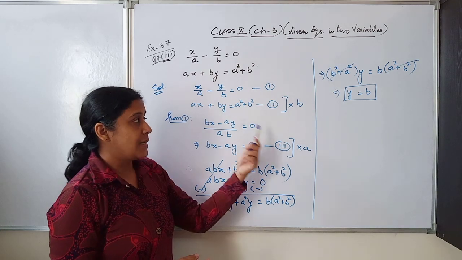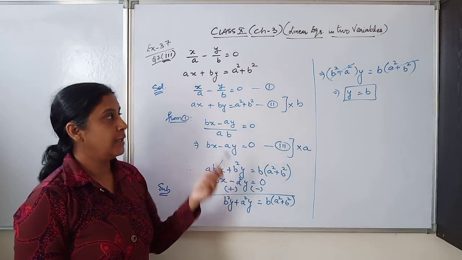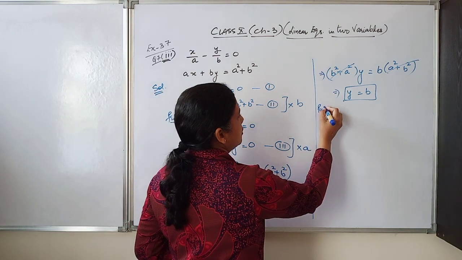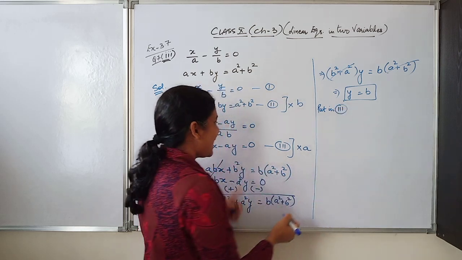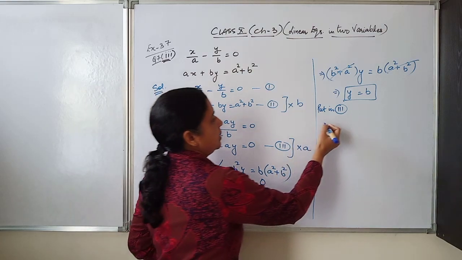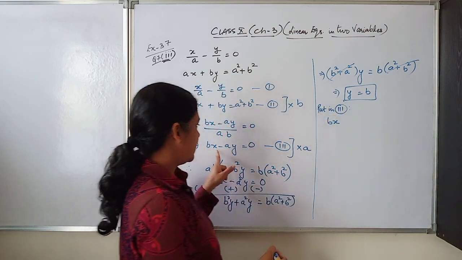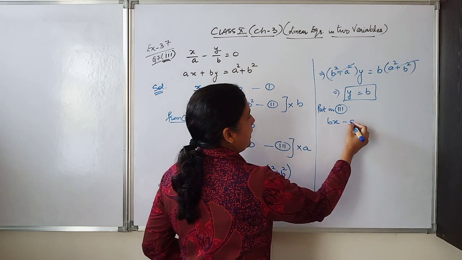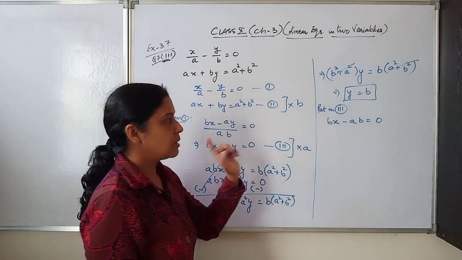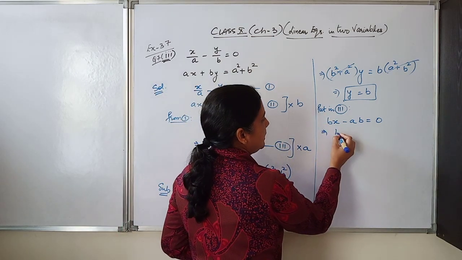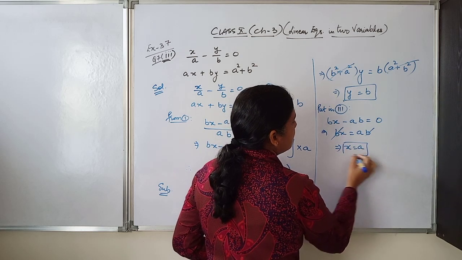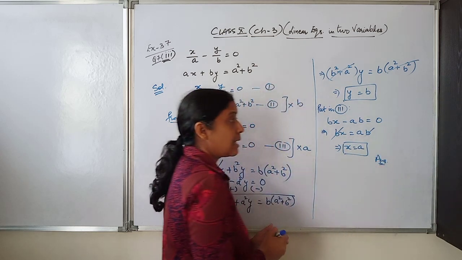As you all know, once I get the value of a variable, I just put it back in any of the easy equations. You can put it in second or third. I'm going to put it in third as it is comparatively easier because we have got 0 on RHS. So let's put it up. bx minus a into y, to be replaced by b, is equal to 0. That gives us x is equal to a. Another simple value of the variable, and that is the answer for these equations.